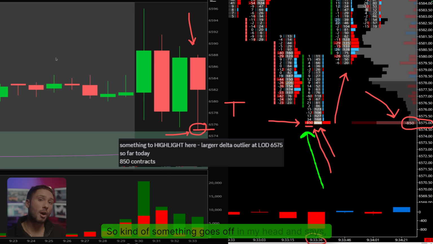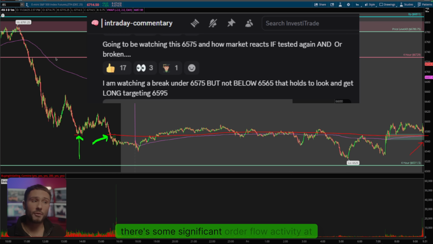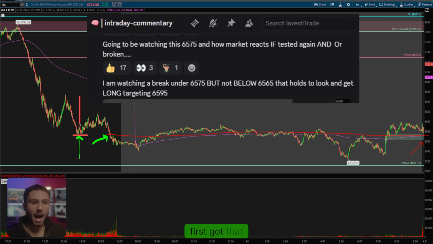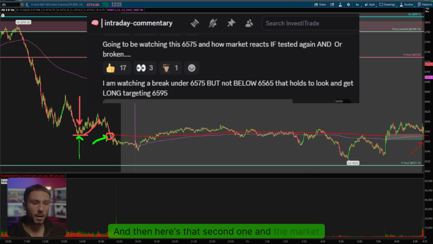So something goes off in my head and says, all right, there's some significant order flow activity at this level. Let me gauge how or if the market reacts to it. So ideally, this is where the market first got that negative delta or that passive buying where the market rallied because of it. And then here's that second one, and the market tried and kept moving down slightly from it.